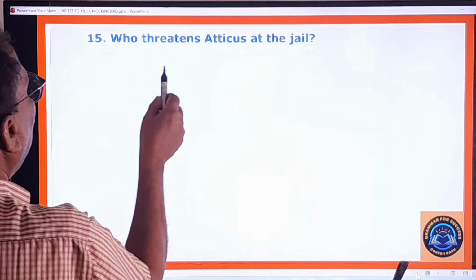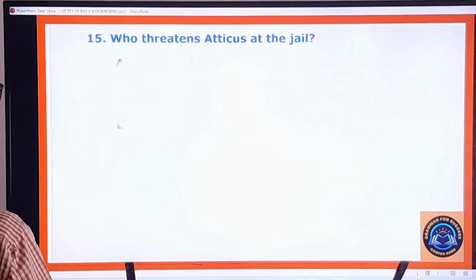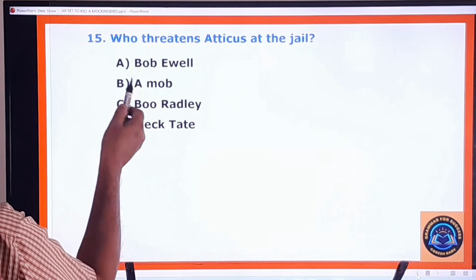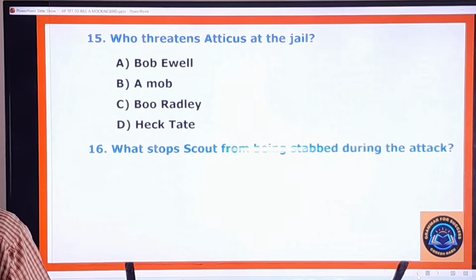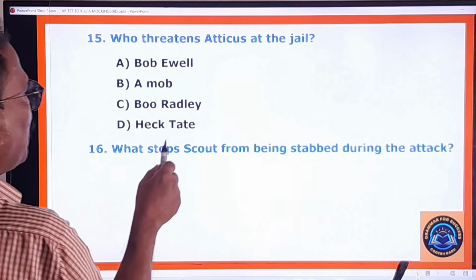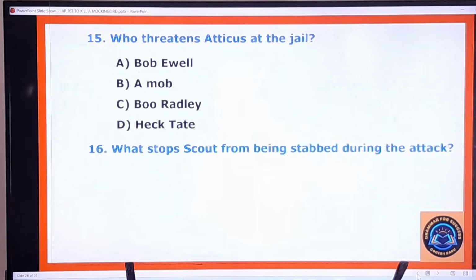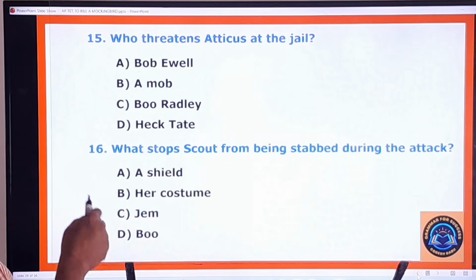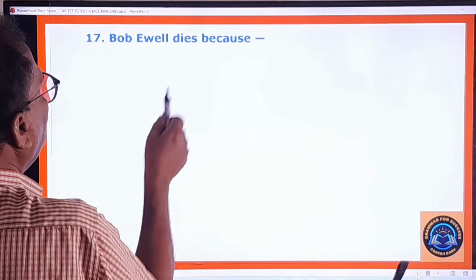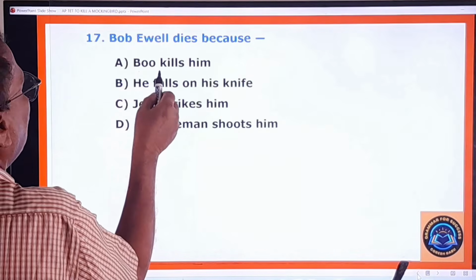Fifteenth question, who threatens Atticus at the jail? Bob Ewell, a mob, Boo Radley, Heck Tate. Sixteenth question, what stops Scout from being stabbed during the attack? A shield, her costume, Jem, Boo. Seventeenth question, Bob Ewell dies because Boo kills him.